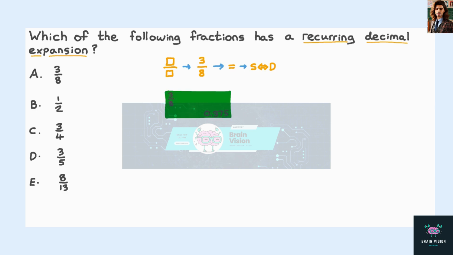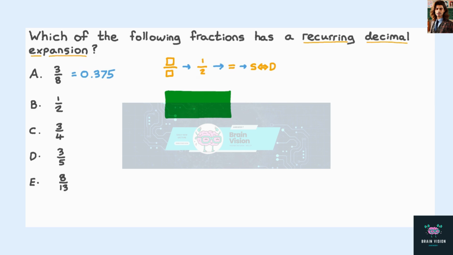If we apply this process to option A, we see that 3/8 is equal to 0.375. This expansion is finite. We can see that it has no recurring digits, so this is not the correct answer. It is not necessary, however, we can write this next to the value to keep track of our calculations.